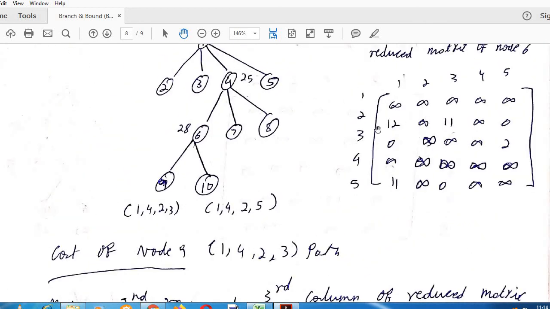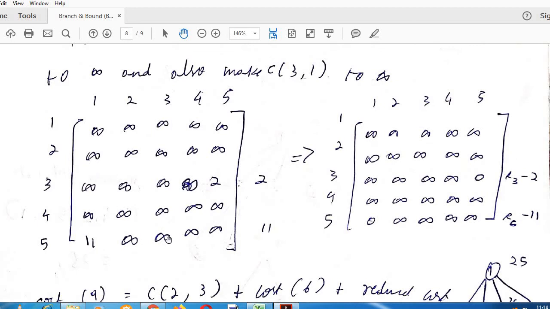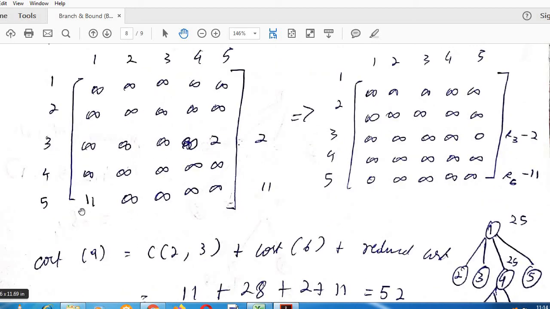Also the second row and the third column elements will be infinity. So when I find out the minimum values, row 3 has minimum value 2 and row 5 has minimum value 11. If the same row and column elements have the same minimum value, then we will ignore it, so it will not make a major difference.